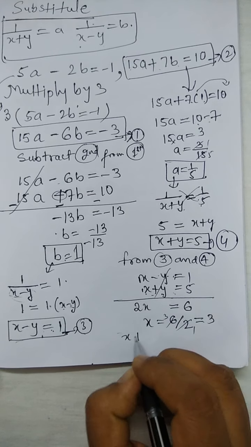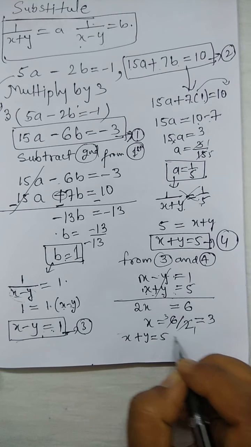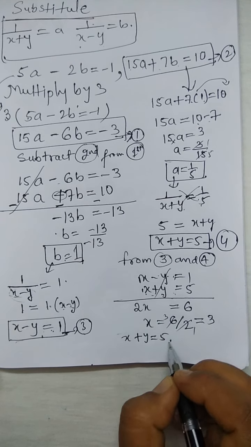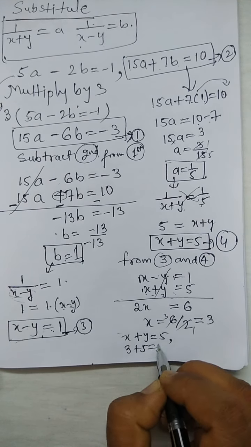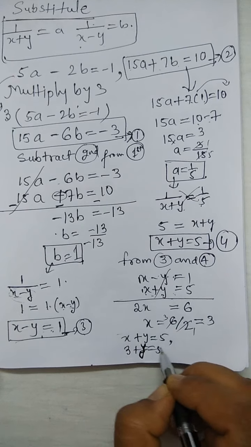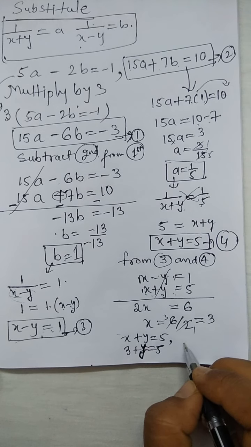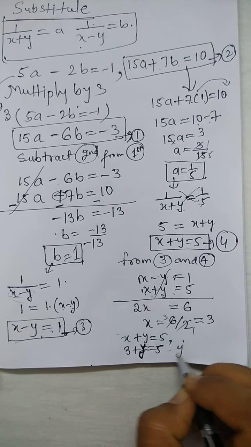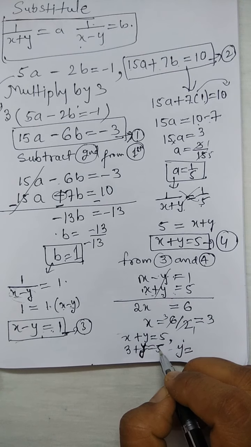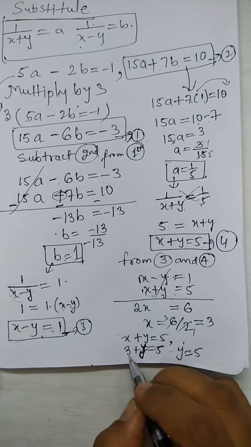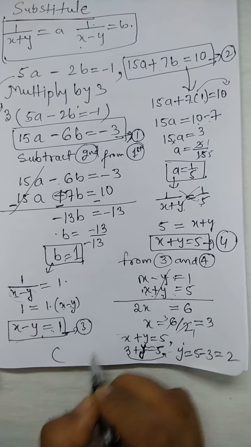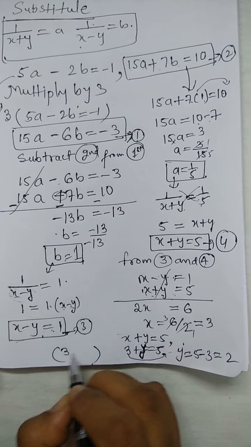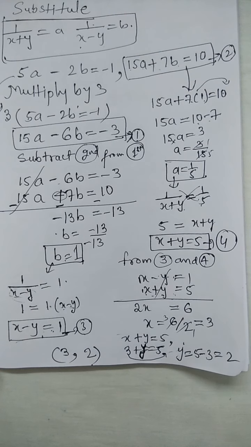Now put this x value in any one of the equations out of these two. So x plus y equals 5 gives you 3 plus y equals 5, and then y equals 5 minus 3, this 3 will go here, that means 2. So what is the solution? x is 3, y is 2.